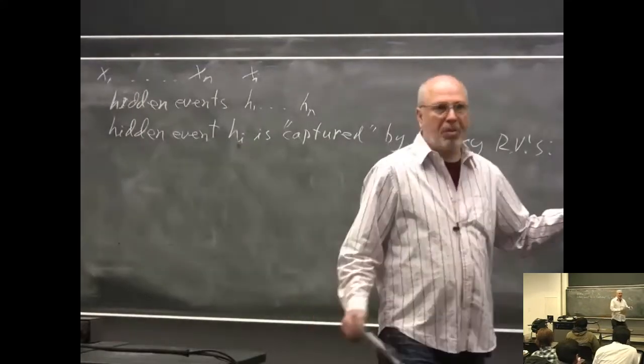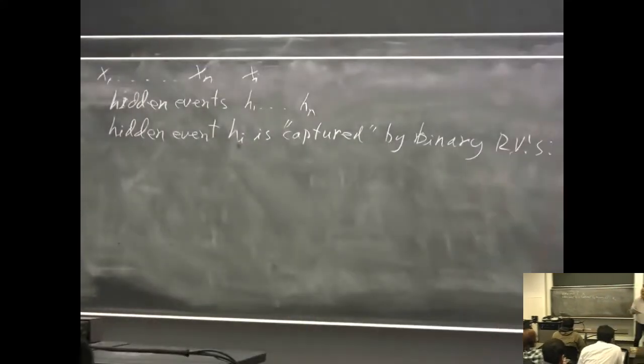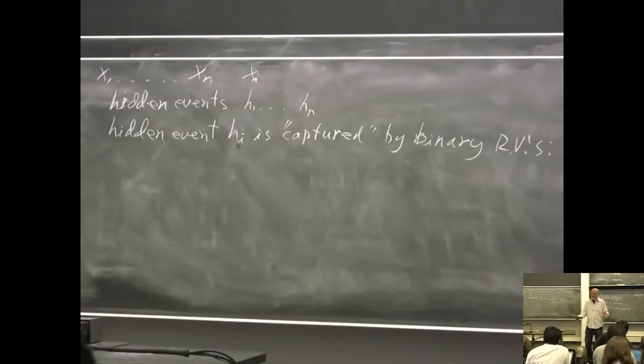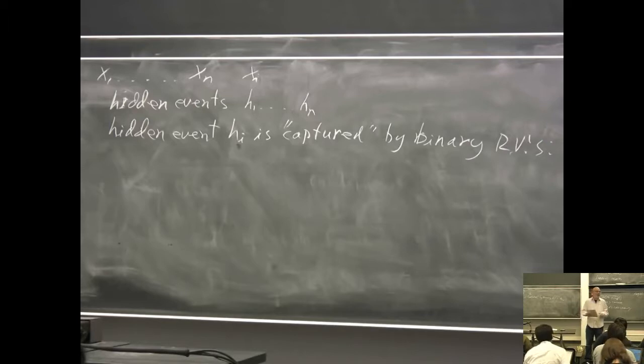For example, if you have a mixture of Gaussians, xi would be point number i, h sub i would be which of the 20 Gaussians generated it, and there will be 20 zi's. So it'll be zi1, zi2, zi3, zi4, zi5, all the way to zi20. One of them will be 1, and the rest will be 0. So that's my notation.